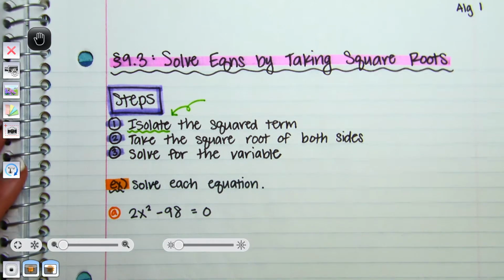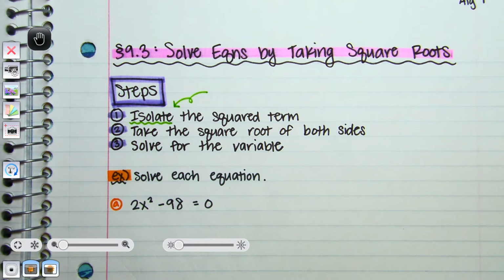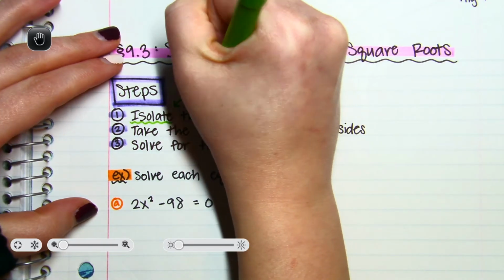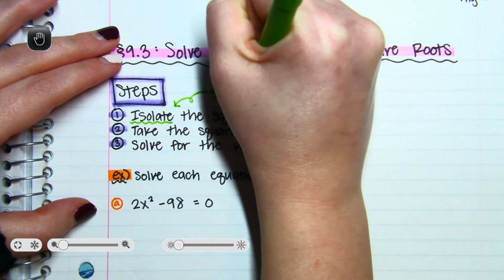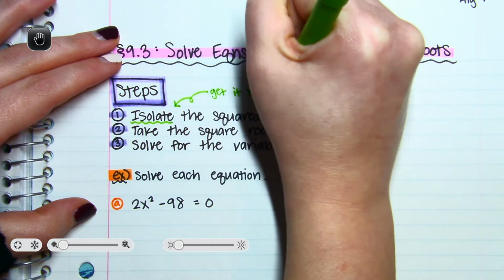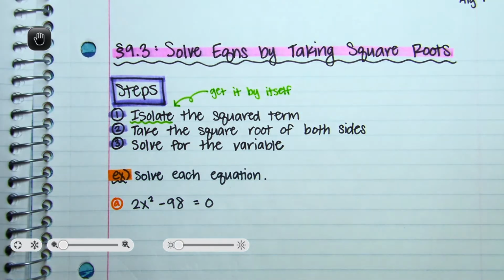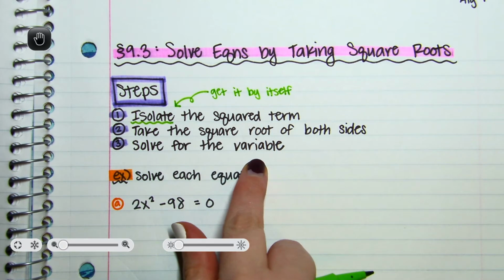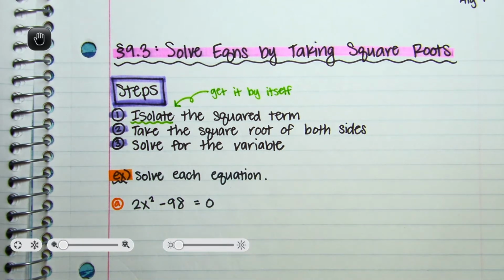All right, so step one is to isolate the squared term. What does it mean to isolate something? If you said get it by itself or something along those lines, you are correct. So get it by itself. Whatever our squared term is, we want that by itself in the problem. Then we'll go on to step two, which is to take the square root of both sides. And then last but not least is to solve for our variable. So let's go ahead and look at some examples.